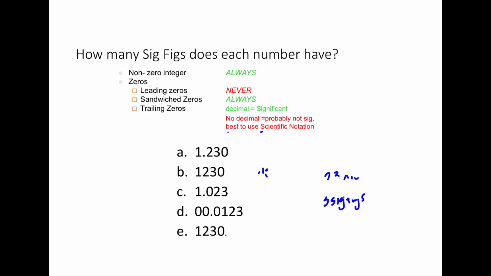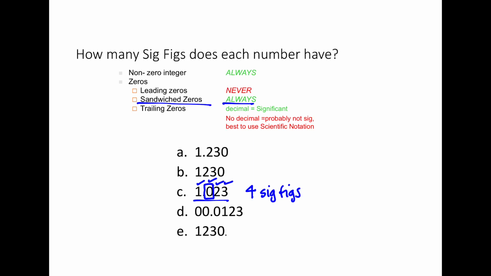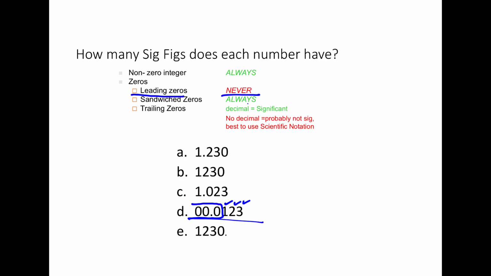There's no ambiguity around that 0 being there or not. Okay, let's talk about C here. In C, there are 1, 2, 3 non-zero numbers, and then there is a sandwich zero, and those are always significant. So this one has 4 sig figs. And on the next one, there are 3 non-zero numbers, and then these are all leading zeros. Leading zeros are never significant, so none of these are going to be significant figures, and this only has 3 sig figs.